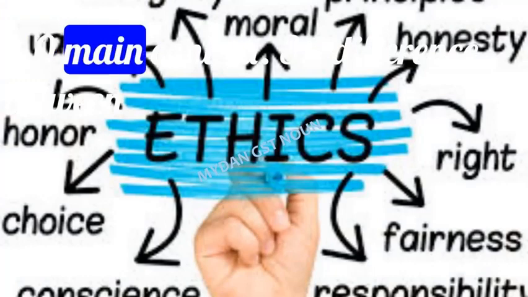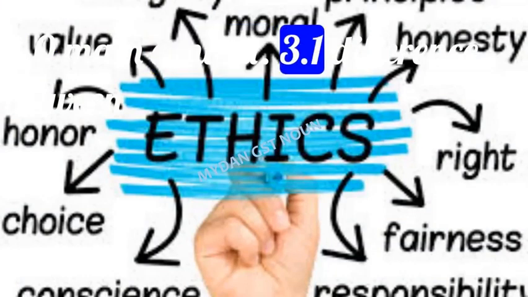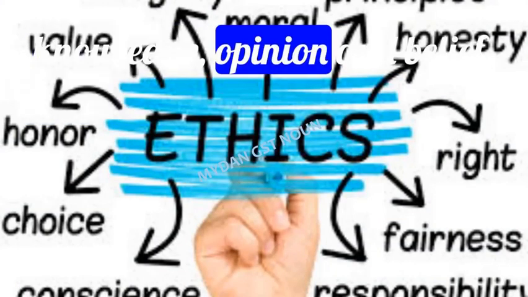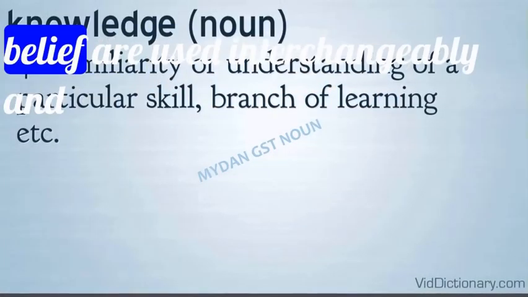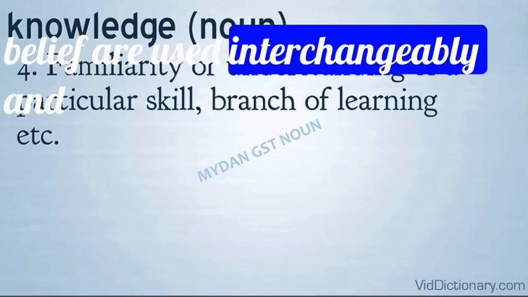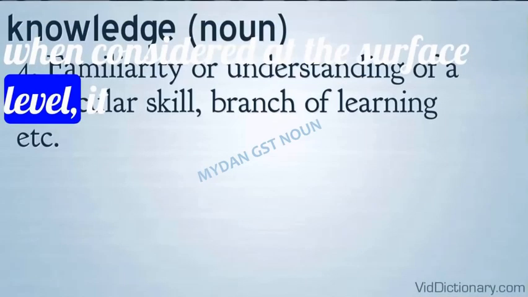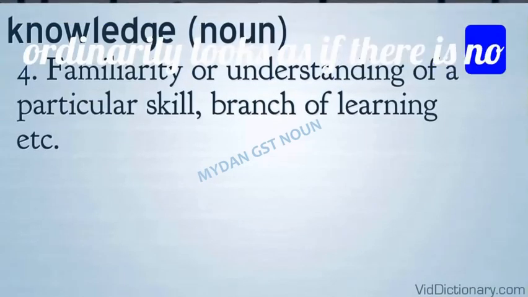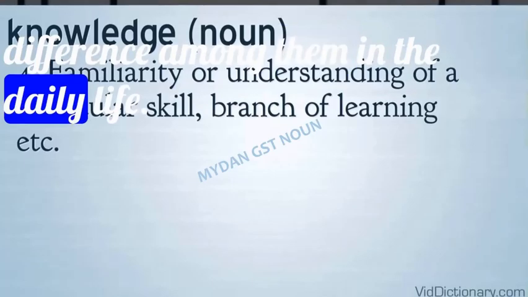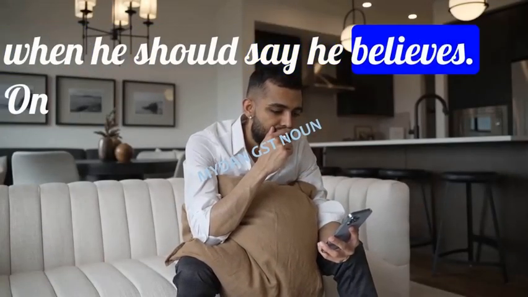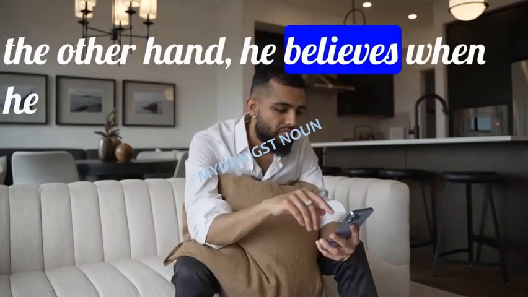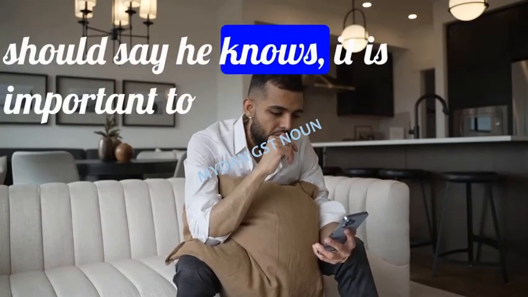3.0. Main content. 3.1. Difference between knowledge, opinion, and belief. Often the terms knowledge, opinion, and belief are used interchangeably, and when considered at the surface level, it ordinarily looks as if there is no difference among them. In daily life, it is easy for someone to say he knows when he should say he believes. On the other hand, he believes when he should say he knows.